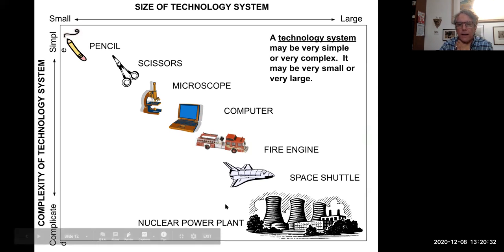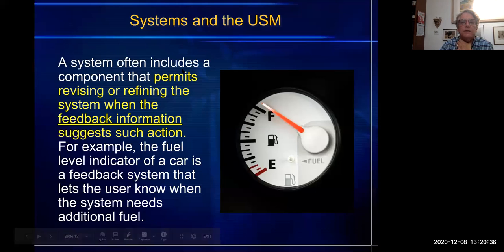People's lives are on the line. And nuclear power plants, same thing. Systems often include a component that permits revising or refining the system when the feedback information suggests such an action. For example, the fuel level indicator of a car is a feedback system that lets the user know when the system needs additional fuel.